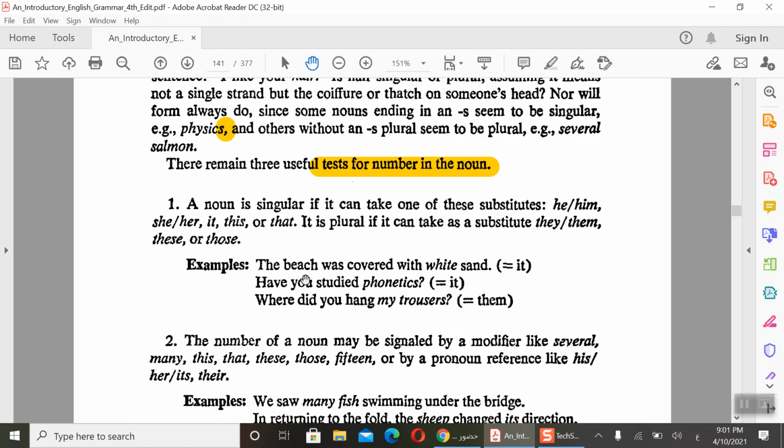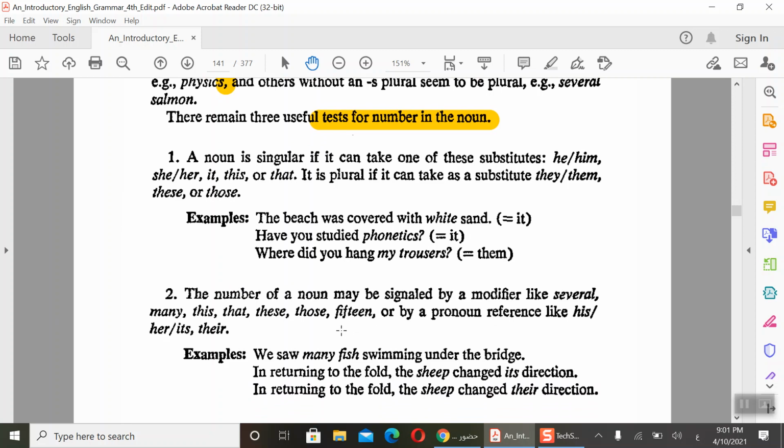For example, the beach was covered with white sand, so we can use it instead of the beach, so it is singular. Have you studied phonetics? Phonetics, it. Although it ends with S, it is singular. Where did you hang my trousers? Trousers is plural, so we use them instead of trousers.